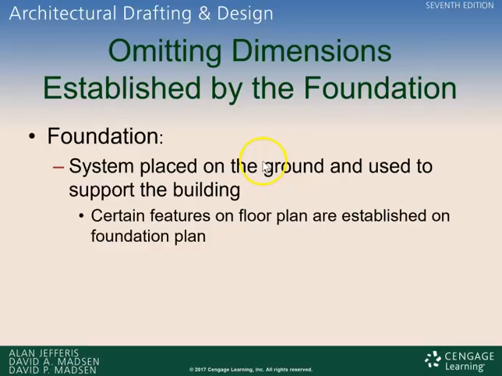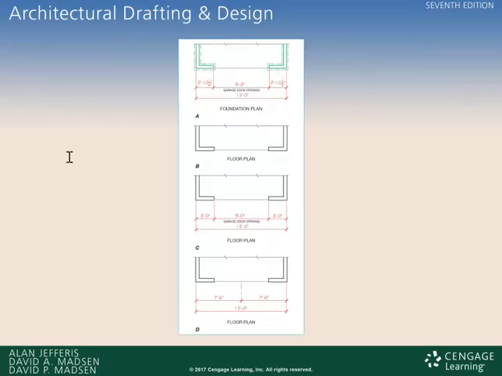Omitting dimensions established by the foundation. The foundation system is placed on the ground and used to support the building, and certain features on a floor plan are established on the foundation plan. This is a little bit more than we're going into in our space planning course, but the foundation laying below has a direct opening, and one thing you'd wonder here, this is the opening for the garage door. Why isn't that to center line?